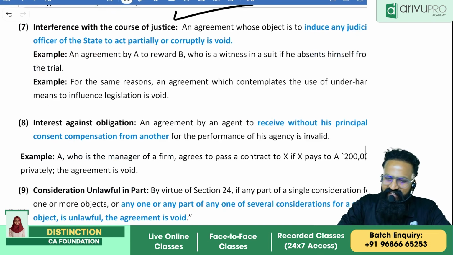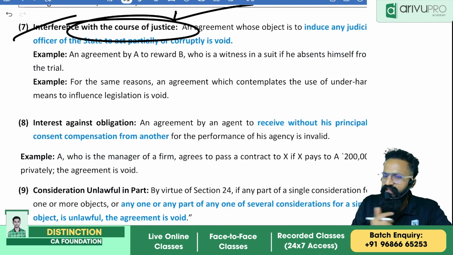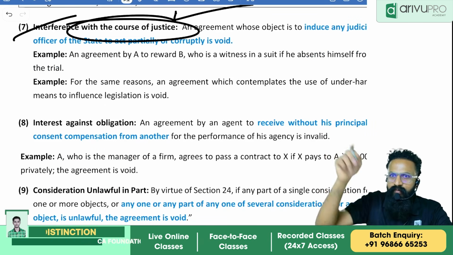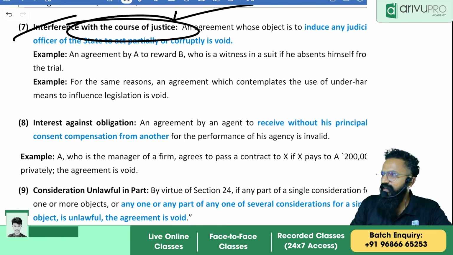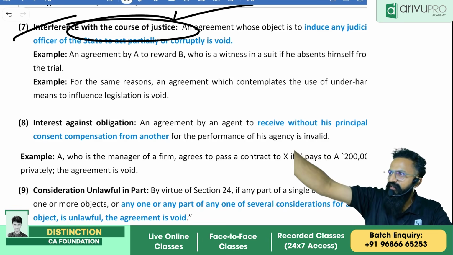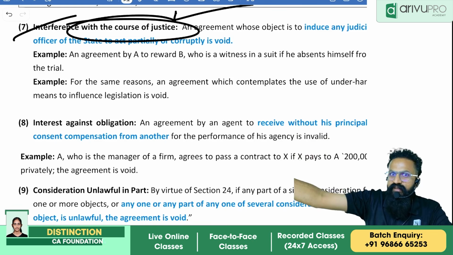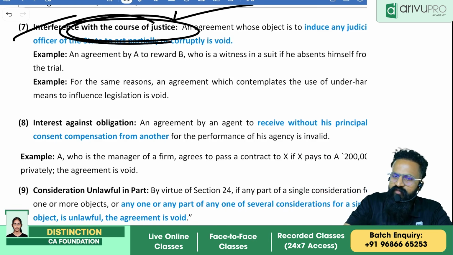Agreed? Okay, next one, interference with course of justice. What is this? People, this is what you saw. One case was there in the class test. You give money to the opponent lawyer not to take up any case. If I'm not wrong, something with regards to Manoj was there. A person gives money to a lawyer saying that you should not take up that case. That's why he does not take it up. That is what is called interference with course of justice.